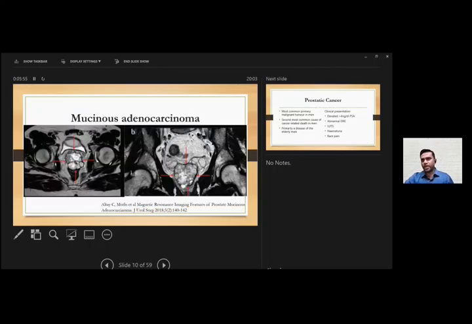Another important variant of adenocarcinoma of prostate is the mucinous adenocarcinoma. When we see a heterogeneous, large, bright T2 hyperintense lobulated mass which replaces the prostate, there is a good chance that this is a mucinous adenocarcinoma.